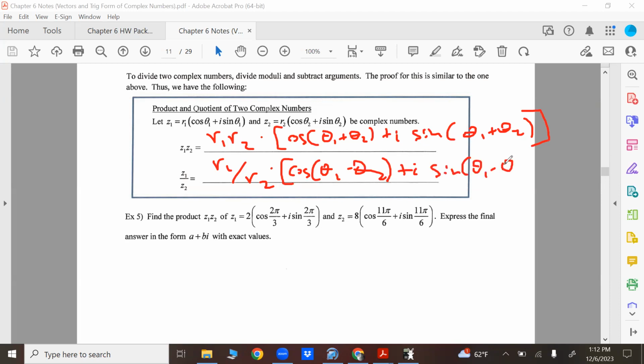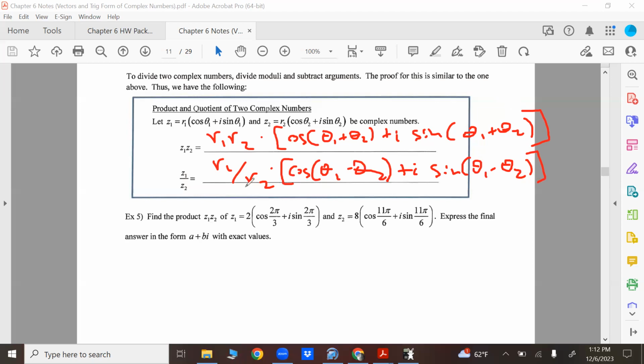How did we get from r1, r2, cosine theta 1, cosine theta 2, and all that stuff to this? That was using the difference formulas from trig. Because when you have sine A, sine B minus cosine A, cosine B, that's cosine of A plus B. Or if you have sine A, sine B plus cosine A, cosine B, that's sine of A plus B.